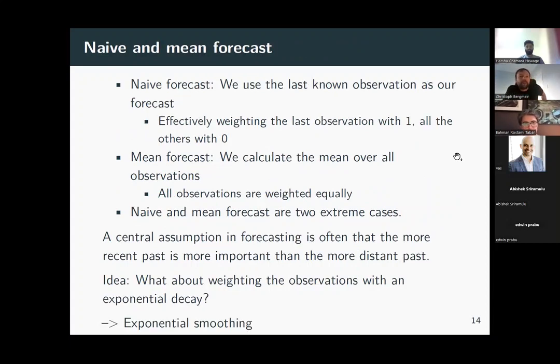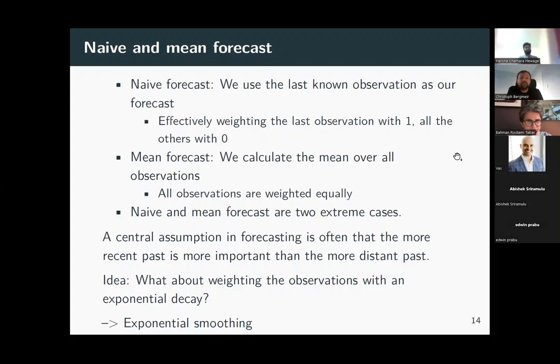the most basic forecasting methods that have come out of the field of forecasting, right? So there is something called the naive forecast, where we just use the last known observation as our forecast. And if you think about it, what you effectively do is weight your last observation with a 1 and all the other observations with a 0, right? Because you only take the last observation and you ignore the other observations that you have.